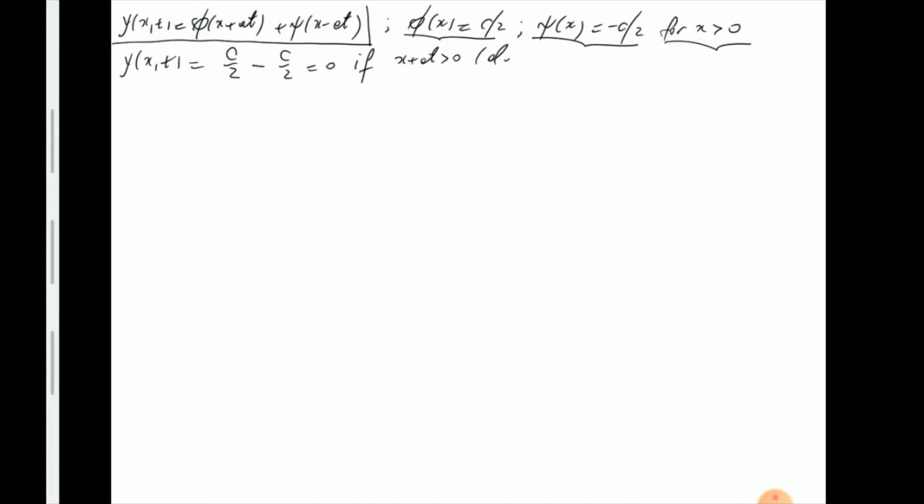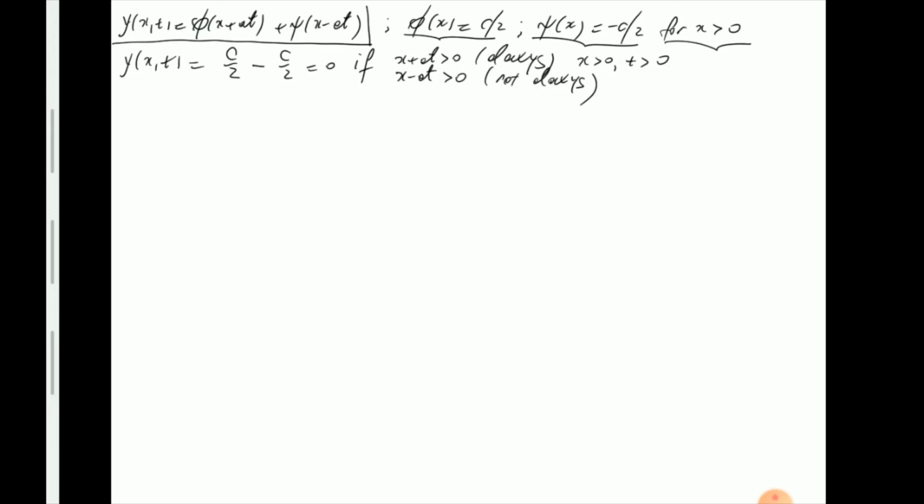All right, so once again, the general solution is this. We just established that phi of x is a constant, psi of x is the opposite of that constant if the argument of this function is greater than 0. Therefore, the solution itself is going to be c over 2 minus c over 2 equals 0 if x plus at is greater than 0, which is always the case, right? Because we are under the assumption x greater than 0, t greater than 0, and x minus at greater than 0, which is not always the case. So that's just basically one half piece of the solution.